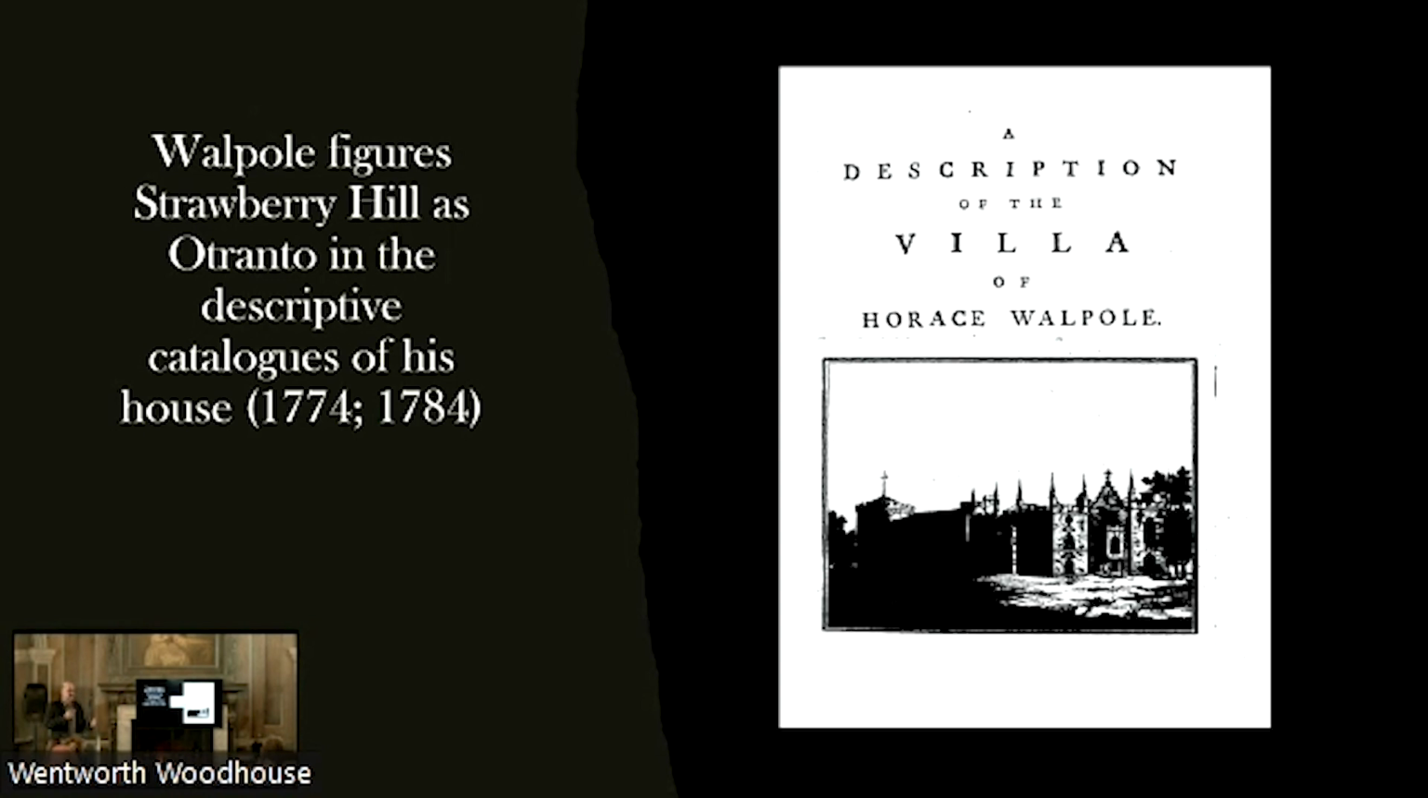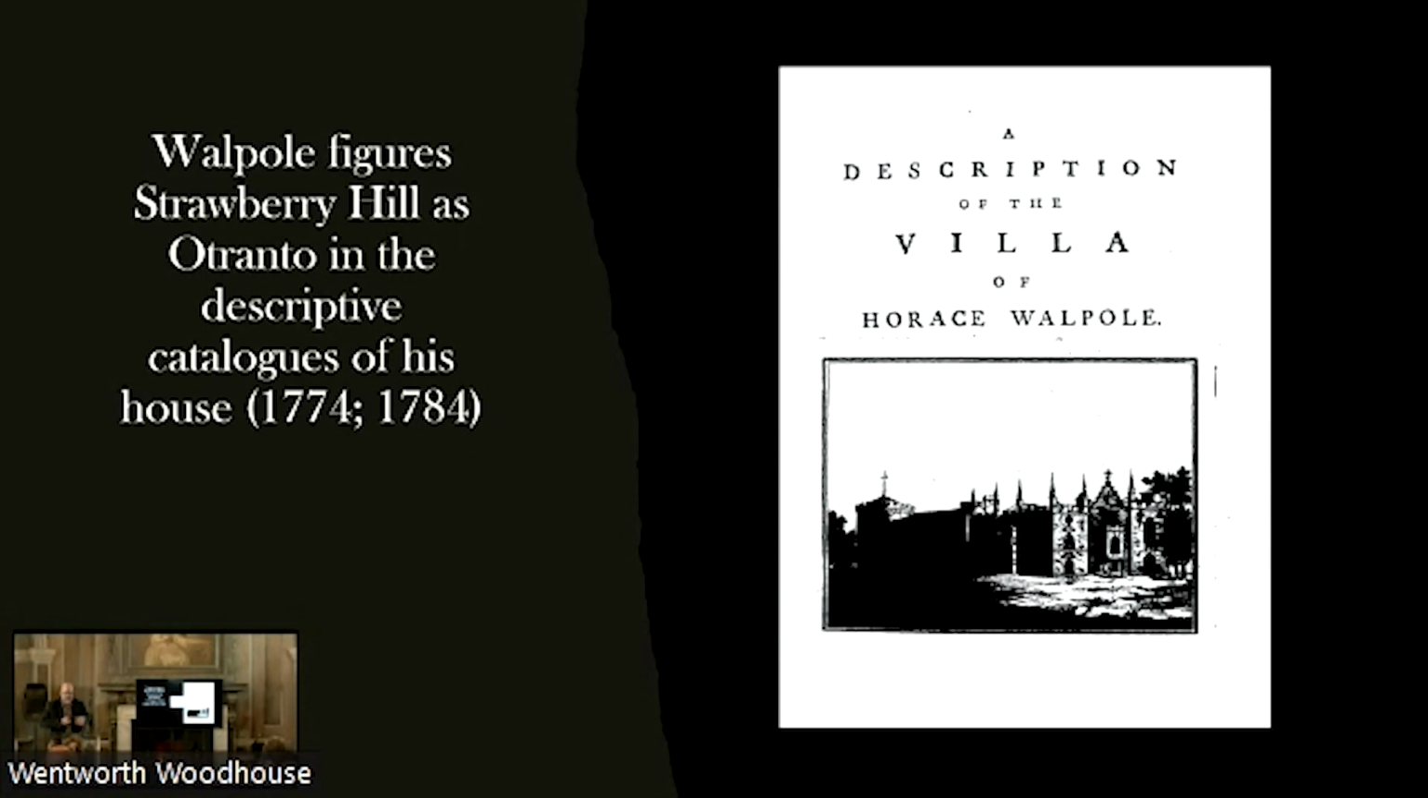Thomas Chatterton will satirically figure him as Baron Otranto too. So he's associated with his Gothic novel and his house linked to the Gothic novel all the time. Walpole himself will come to emphasize the connections between his Gothic novel and his Gothic villa in the catalogue that he writes for his house. He publishes two editions of them in 1774 and 1784, and points out aspects of the novel in the architecture of the house. So that's all very well and fine for now.